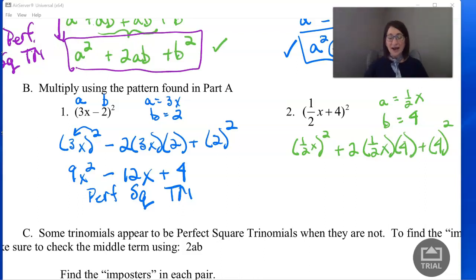Okay, so now I'm going to go back and simplify. (1/2) squared. Remember I showed you this trick before? You just take and square the numerator and square the denominator. So 1 squared is 1, 2 squared is 4. So (1/2) squared is 1/4. So 1/4 x squared plus, okay, well, 2 times 1/2 is 1. 1 times 4 is 4. So I get 4x plus 4 squared is 16. There we go. That's our perfect square trinomial.